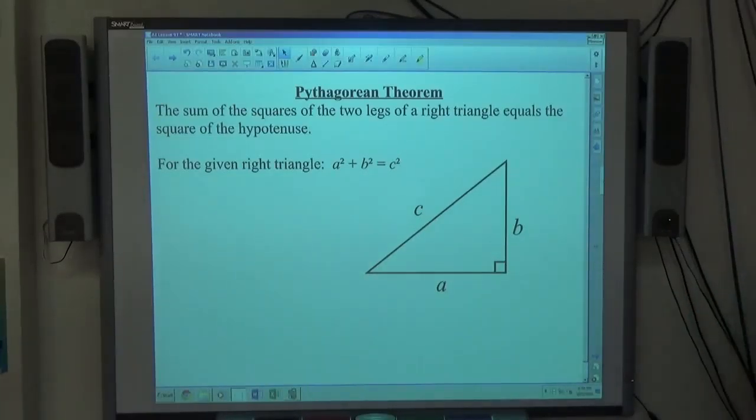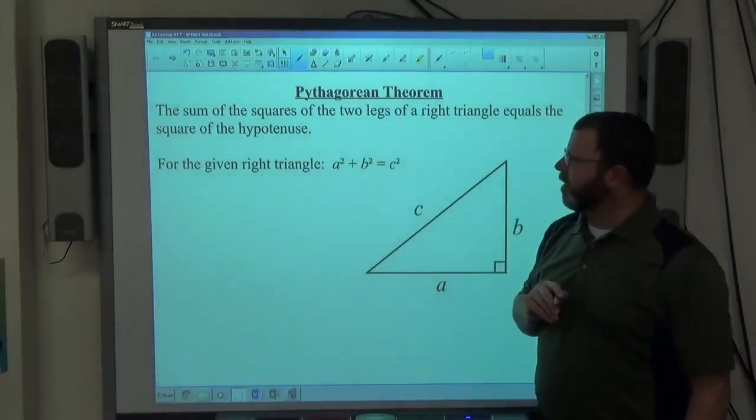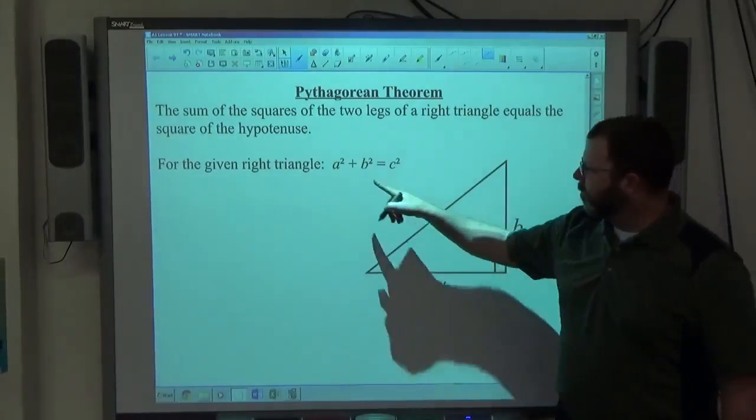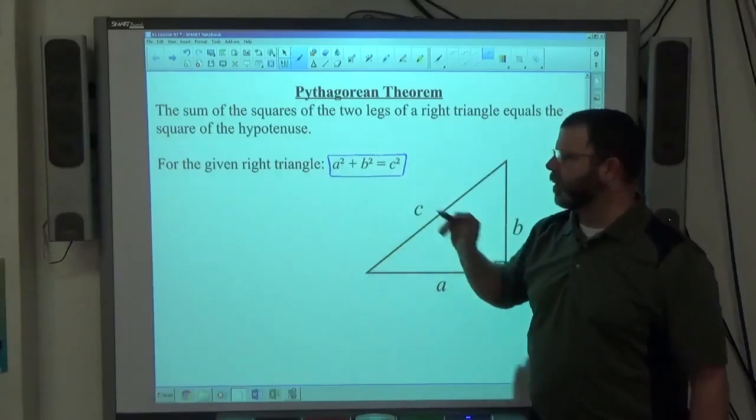Okay, lesson 97 involves the Pythagorean theorem. The sum of squares of the two legs of a right triangle equals the square of the hypotenuse. That's the official word definition of the Pythagorean theorem. What you probably remember from earlier classes is a squared plus b squared is equal to c squared.